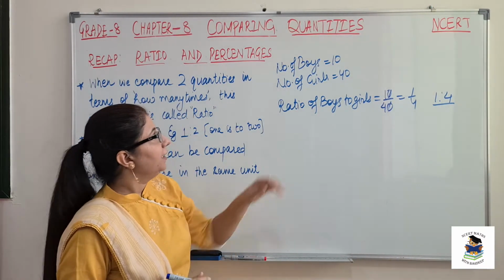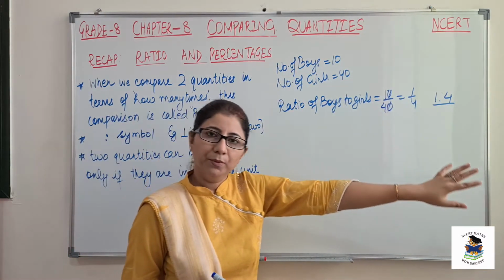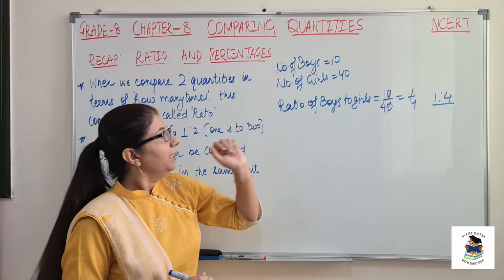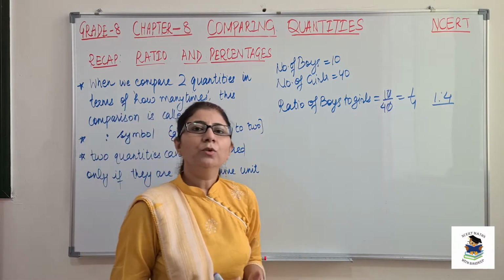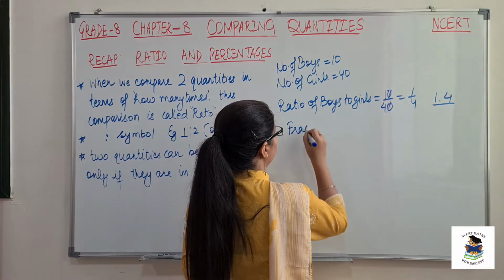This indicates that the number of boys is 1/4 of the number of girls. So this is how we will find ratios. In your previous grade, you already know one more term, that is fraction. So how is fraction different from the ratio?